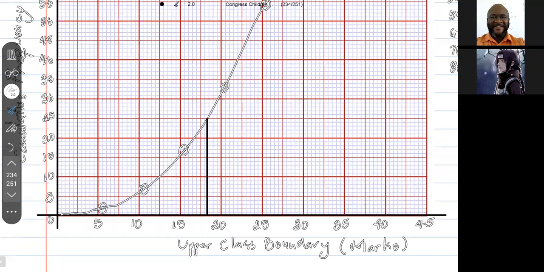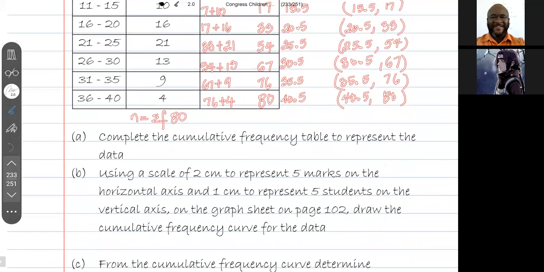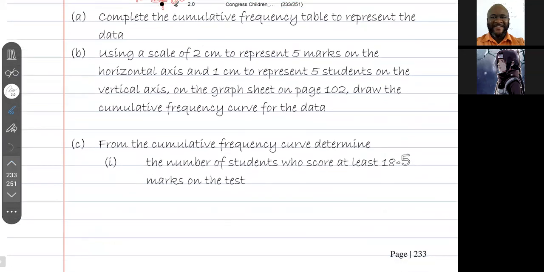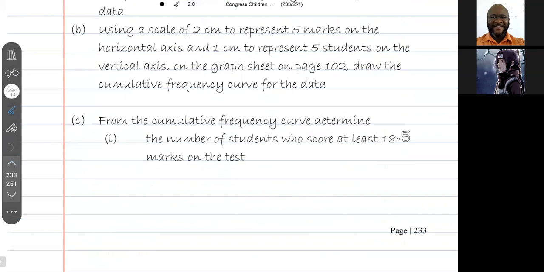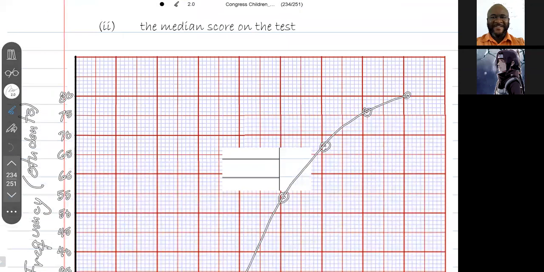Oh, I know what it is. It's not 18.5, it should be 16.5. What an error. All right, guys. I'm changing something again. It should be somebody who scored at least 16.5 on the test. It's not 18.5, it's 16.5. The number of students who score at least 16.5 on the test. And as I said, I'm doing it for a specific reason.